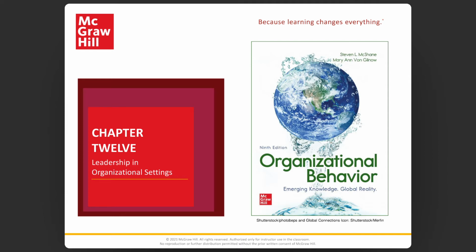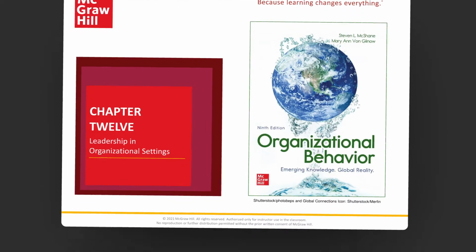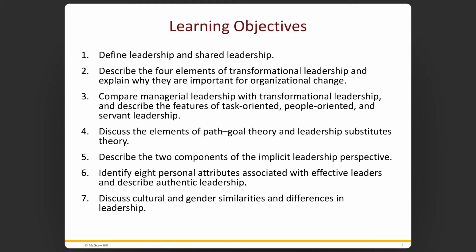Good afternoon. Today we begin looking at chapter number 12, Leadership in Organizational Settings. Hopefully by the end of this chapter, you will be able to define leadership and shared leadership. You will be able to describe the four elements of transformational leadership and explain why they are important for organizational change. Compare managerial leadership with transformative leadership and describe the features of task-oriented, people-oriented, and servant leadership.